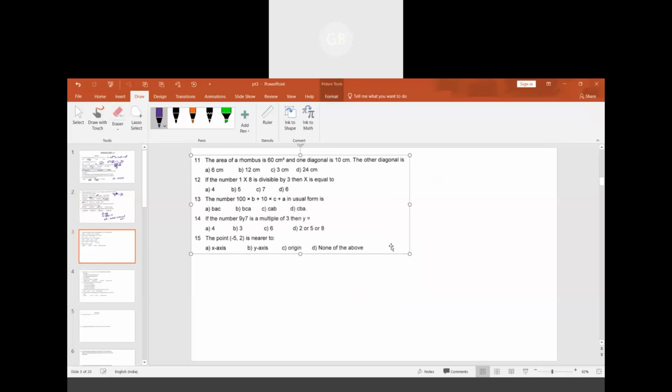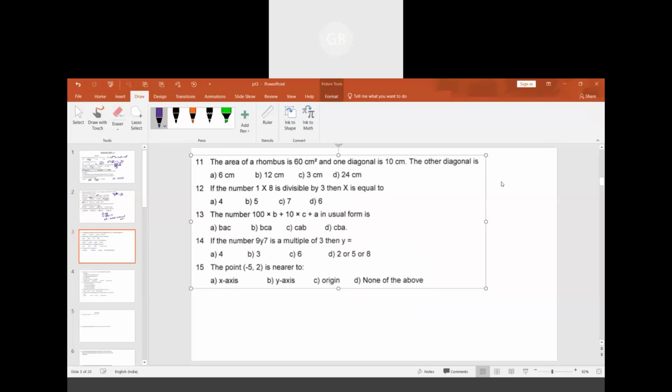Now question number 11. The area of a rhombus is 60 centimeter square. If one of the diagonals is 10 centimeter, find the other diagonal. 12 centimeter, option B. The formula to be used is area equal to half into d1 d2. Here area is 60. If you cross multiply by 2, we get 120 here. d1 is 10, d2 we need to find. So d2 will be 12 centimeter.